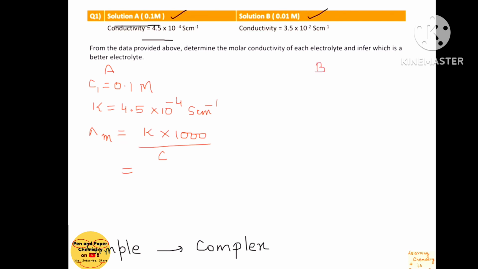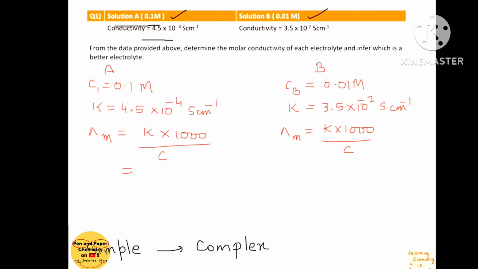Solution number B, again the concentration is provided to you as 0.01 molar, and you have kappa equal to 3.5 into 10 to the power minus 2 Siemens per centimeter, right? So molar conductivity, again, is kappa into 1000 divided by concentration.